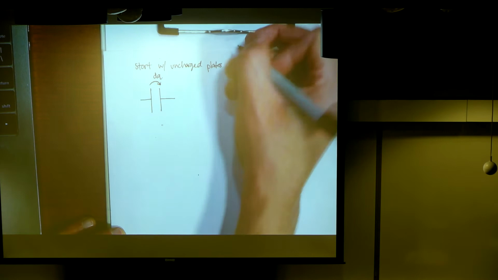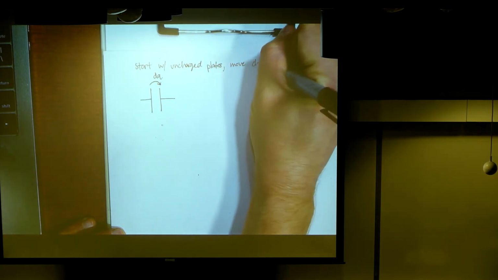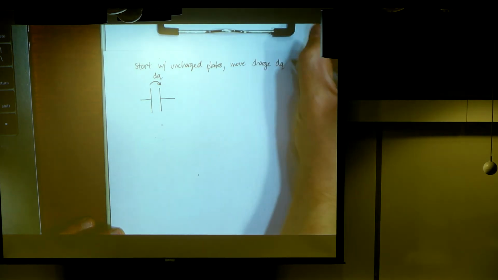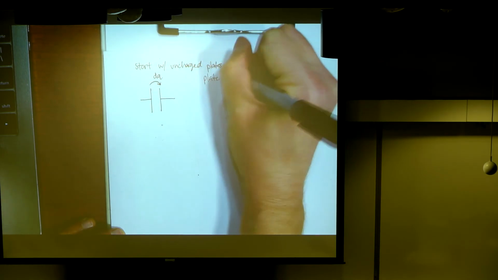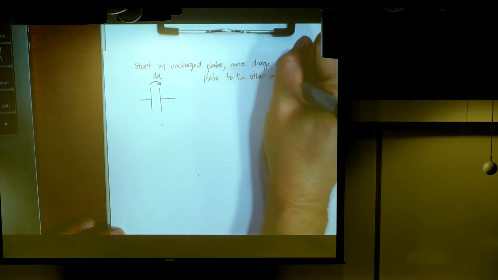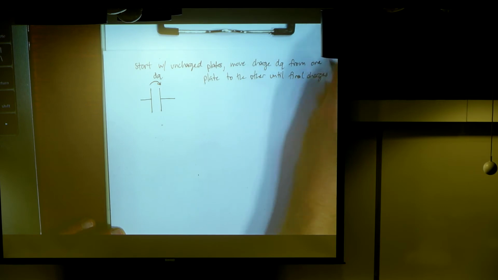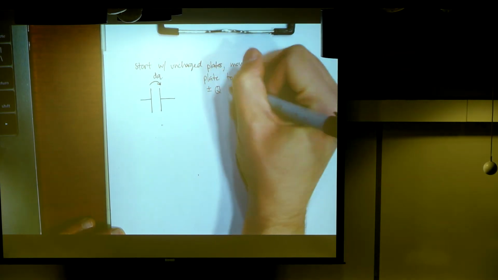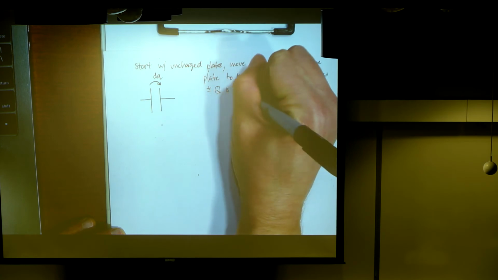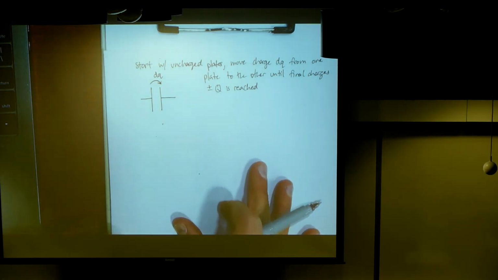Okay, so start with uncharged plates, then move charge dq from one plate to the other, until we reach our final charge of plus or minus capital Q on each plate. Okay, so capital Q is going to be what we end up with at the end. And then little q is just the little increments that we go over. Okay?